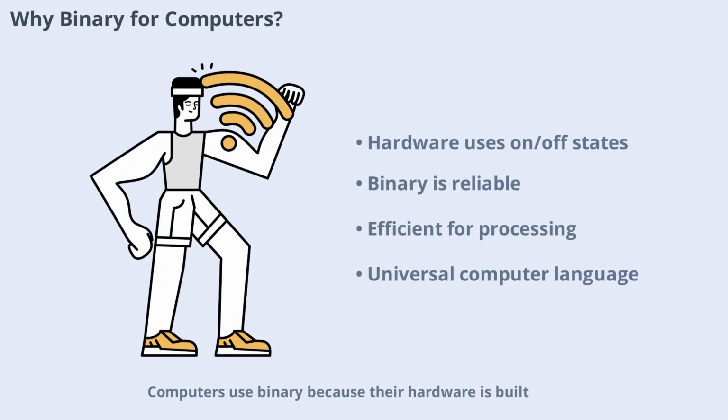Computers use binary because their hardware is built on switches that are either on or off, representing 1 or 0. This makes binary the most reliable and efficient way for computers to process and store data. Every operation, from arithmetic to logic, is ultimately performed in binary, making it the universal language of computers.